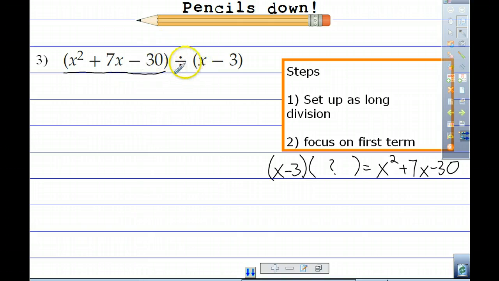Note that we really don't use division signs anymore. Everything's written as a fraction for division, so probably where you first want to start is here is the division sign, convert to a division bar.